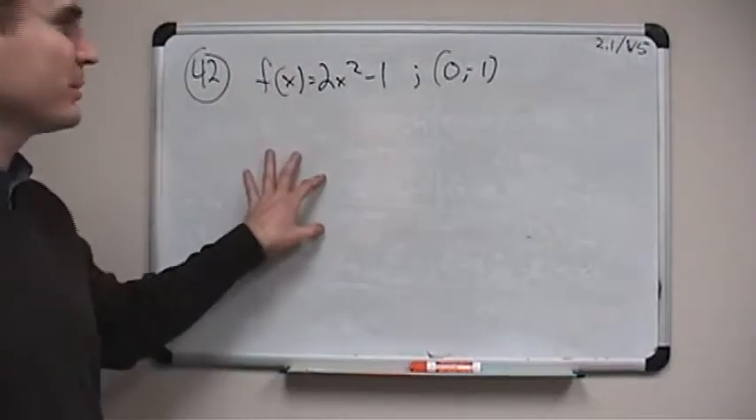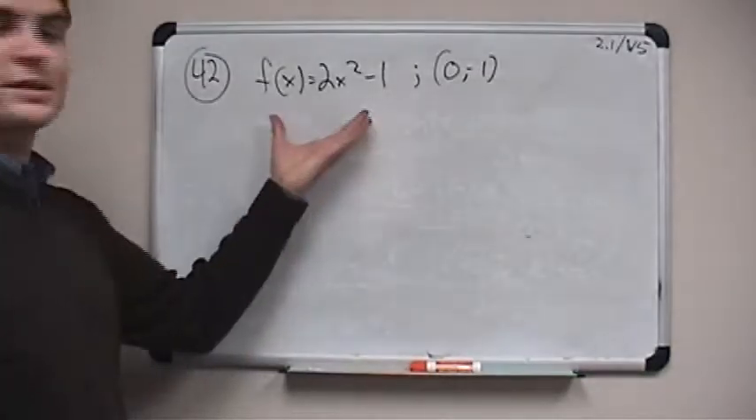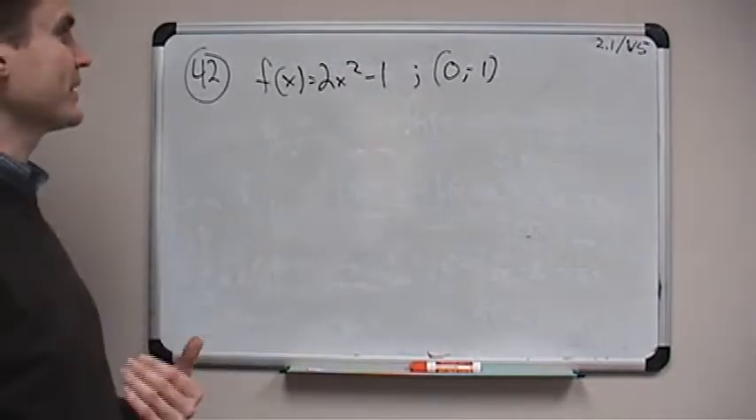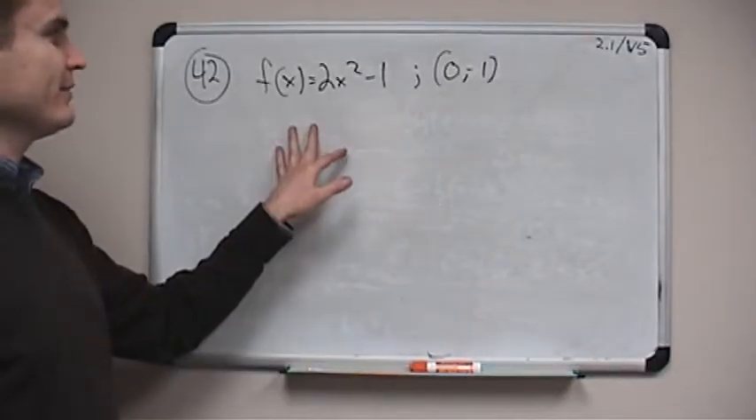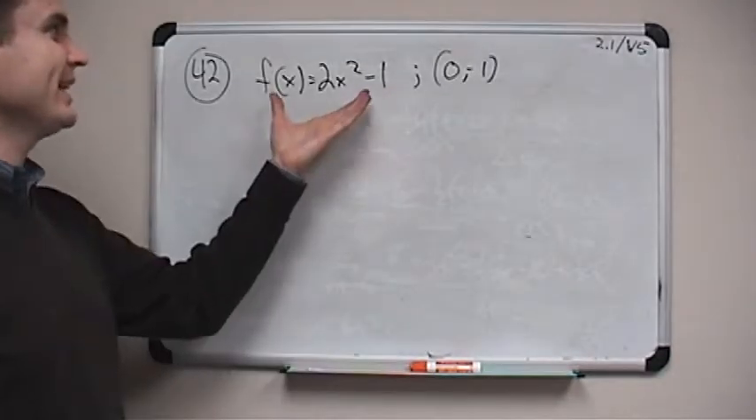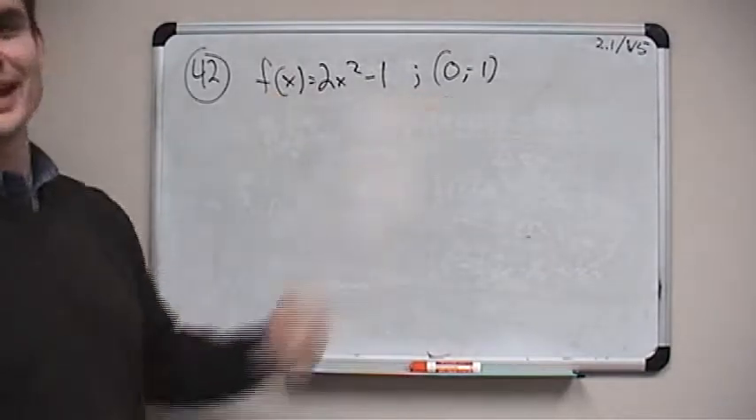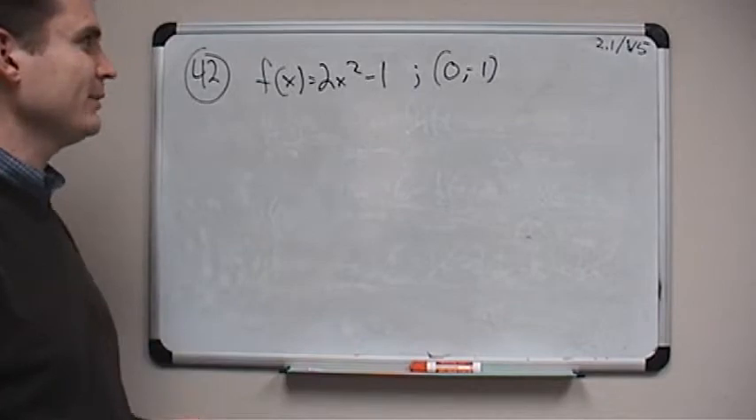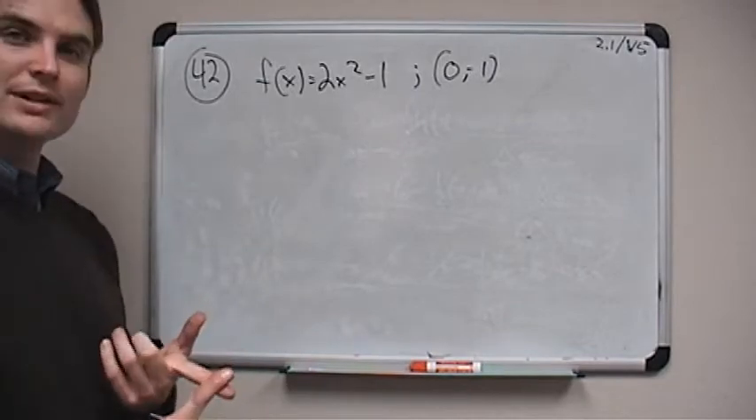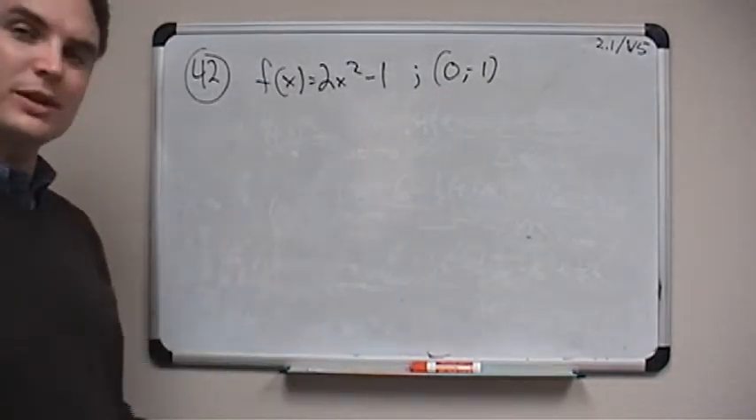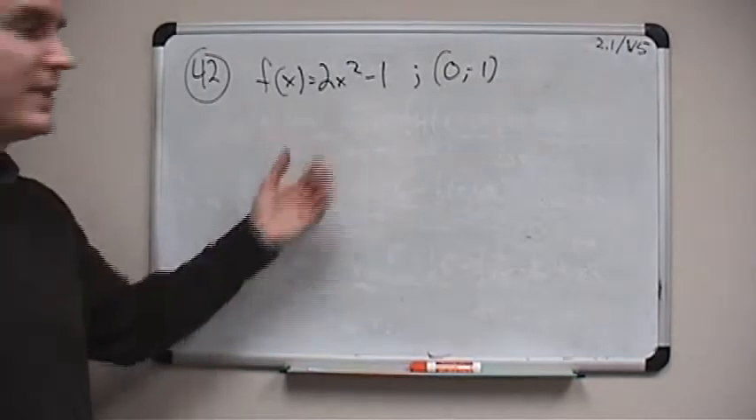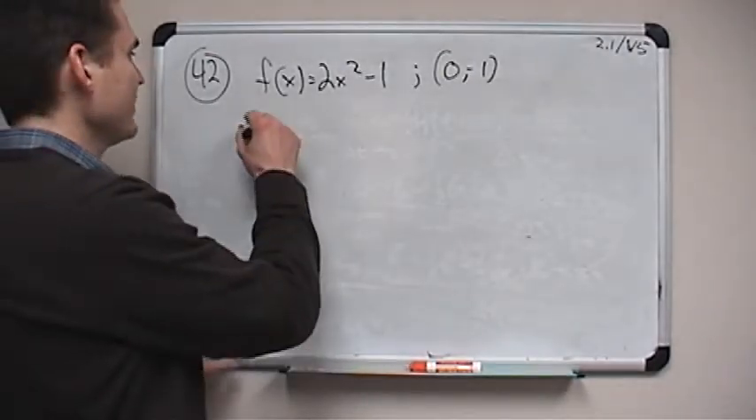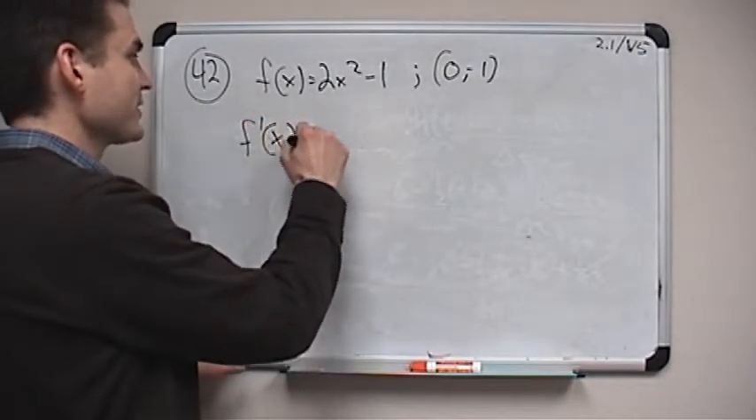Okay, one more example from section 2.1. They give us a function and a point. In the directions they basically ask us to find the equation of the line tangent to the graph of this function at that point. Okay, well, what do we need to get the tangent line? Well, to get any line we need a point, which we have, and the slope. Okay, so what's the slope of the tangent line? Well, to get the slope of the tangent line we need the derivative of this function.